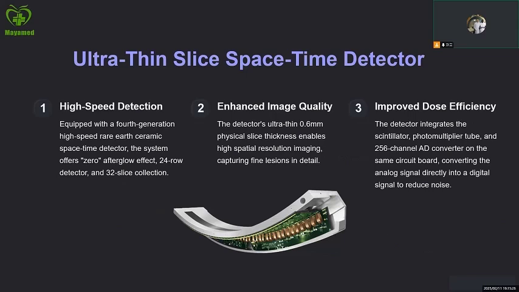The enhanced image quality means the detector has an ultra-thin 0.6 mm physical slice thickness, enabling high spatial resolution images that capture the variations in detail. And it has also improved dose efficiency. The detector integrates the scintillator, photomultiplier system, and a 256-channel AD converter on the same circuit board, which can help convert the analog signal directly into a digital signal to reduce the noise. So there are three main advantages of this detector.